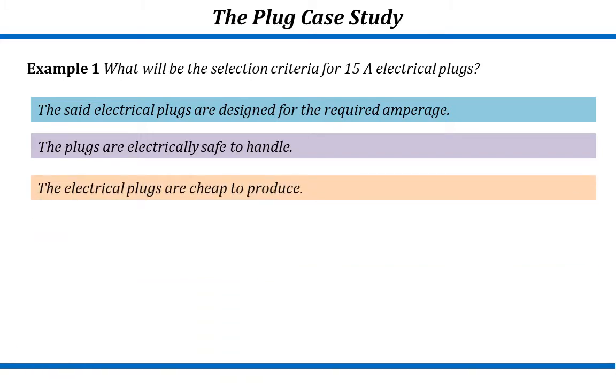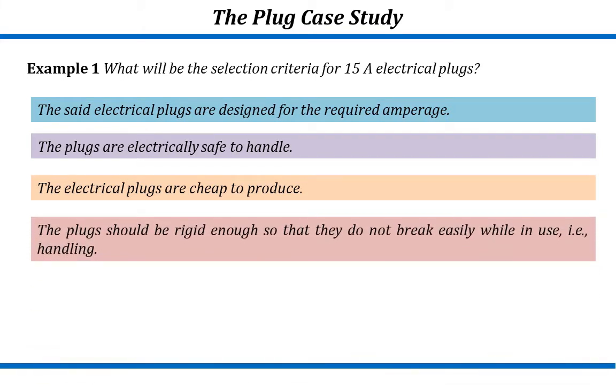The electrical plugs are cheap to produce. The material that can be used for the production of these electrical plugs, its cost should be less, but in the same way its application will be such that it will fulfill our criteria. And the plugs should be rigid enough so that they do not break easily while in use, that is in handling. So these are the selection criteria, and based on these selection criteria we have to choose a particular material in order to prepare 15 ampere electrical plugs.